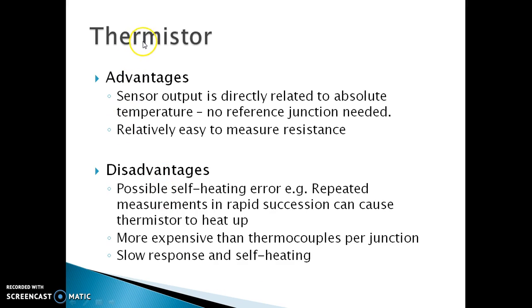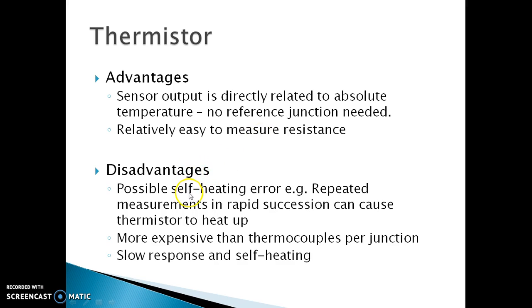Let's look at the advantages and disadvantages of thermistor. The advantage of thermistor transducer is its output is directly a change in resistance, which can be taken as it is. We do not have to measure any other quantity or provide any kind of compensation or reference junction as in the case of thermocouple. Second advantage is it is relatively easy to measure. A simple potential divider can be used to measure the change in resistance in thermistor.